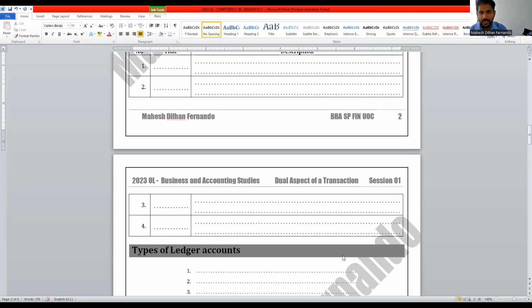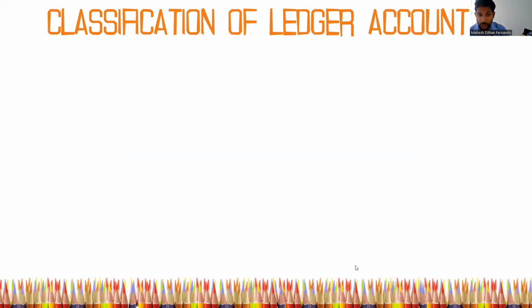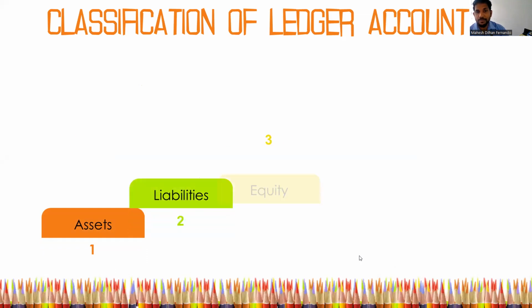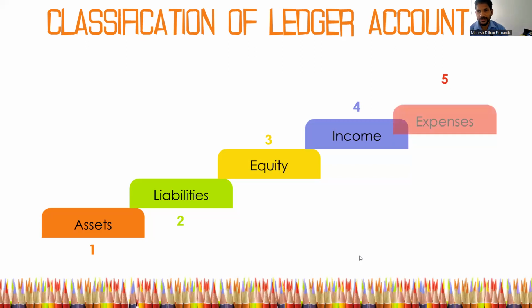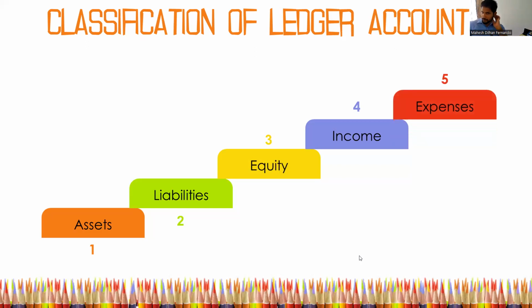Can you remember? I told you when I was explaining the subject that the subject of accounting has different types of ledger accounts. Write this down. Number 1, assets. Number 2, liabilities. Number 3, equity. Number 4, income. Number 5, expenses. Write it down. These are the 5 types of ledger accounts that we can recognize in a business.